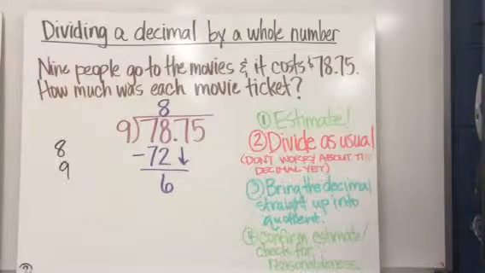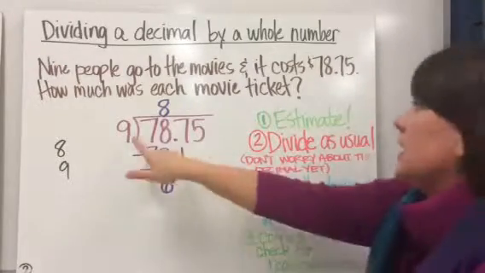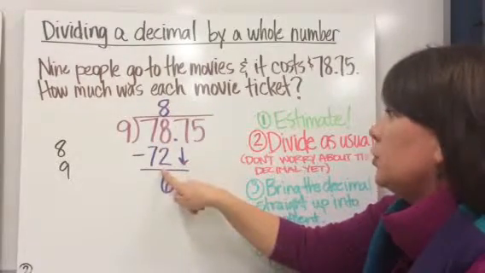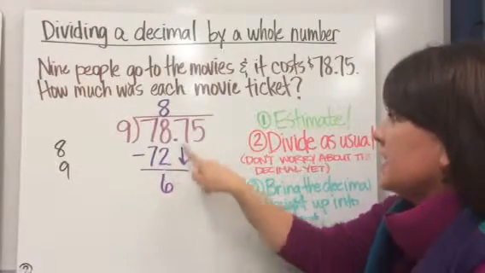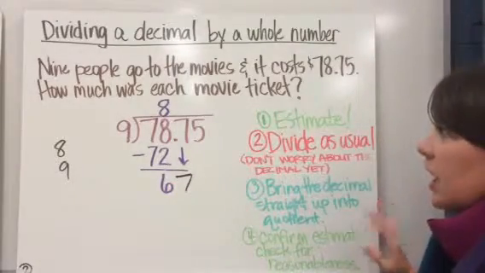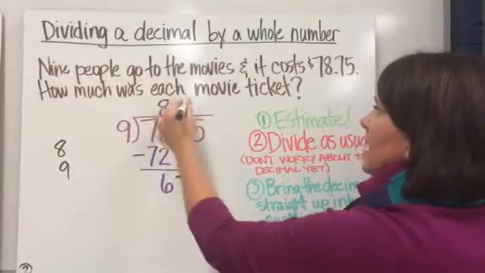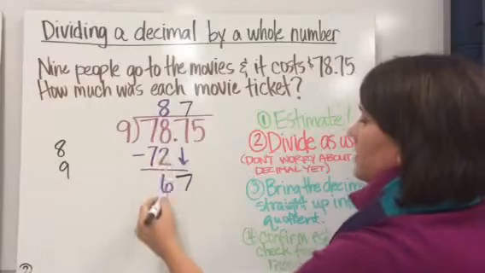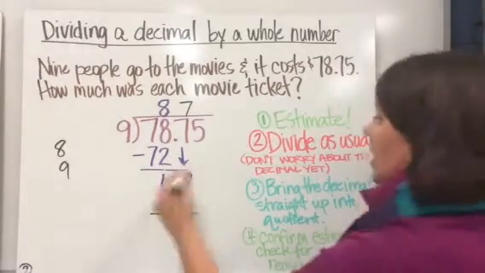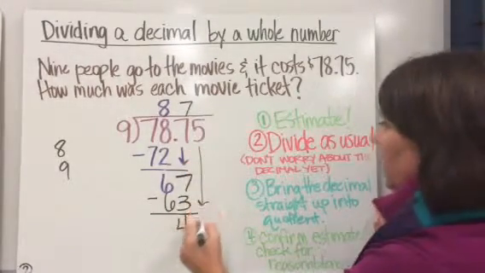Then I divide as usual. I'm not going to worry about the decimal yet. So again, 9 goes into 78 8 times. 9 times 8 is 72. I subtract and I get 6. My next step is to bring down. Remember, I bring down one digit at a time before I divide again. So 9 goes into 67 7 times. 9 times 7 is 63. Notice I didn't worry about that decimal yet. And I subtract. 67 minus 63 is 4, and I bring down the 5.